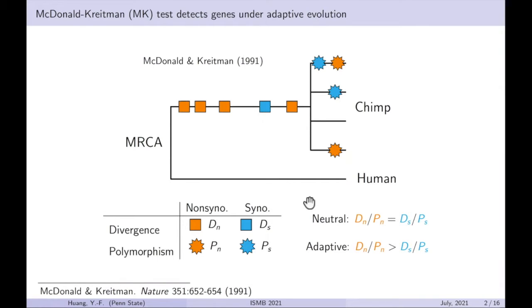And under Kimura's neutral theory, the Dn/Pn ratio should be equal to the Ds/Ps ratio if there is no positive selection. On the other hand, if a gene contributes to adaptation, the Dn/Pn ratio might be greater than the Ds/Ps ratio because a significant proportion of the Dn might be driven by positive selection.